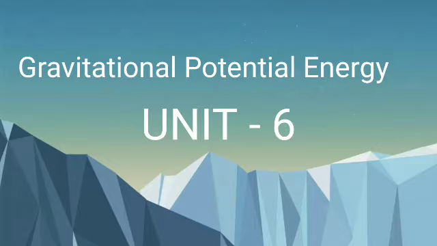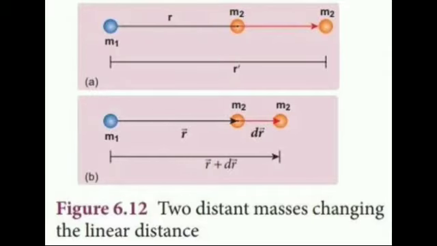Students, today's topic is gravitational potential energy. The concept of potential energy and its physical meaning were dealt with in the previous chapter. The gravitational force is a conservative force, and hence we can define a gravitational potential energy associated with this conservative force field. Here, two masses m1 and m2 are initially separated by a distance r.